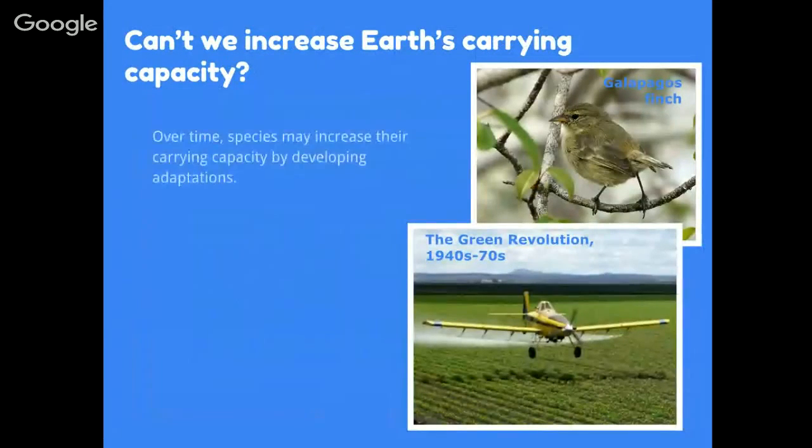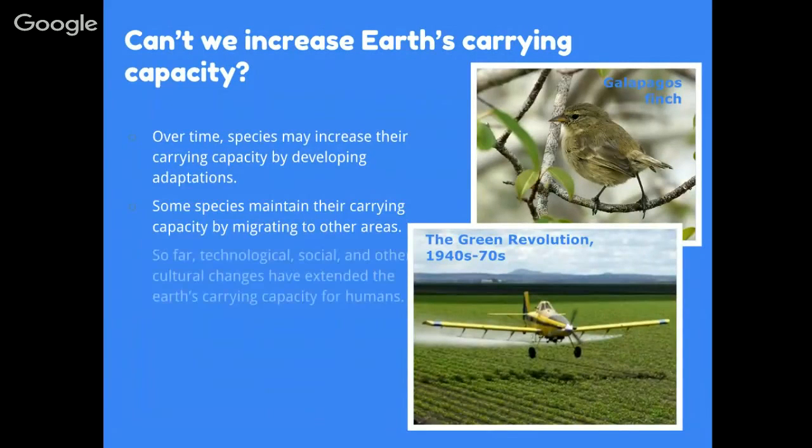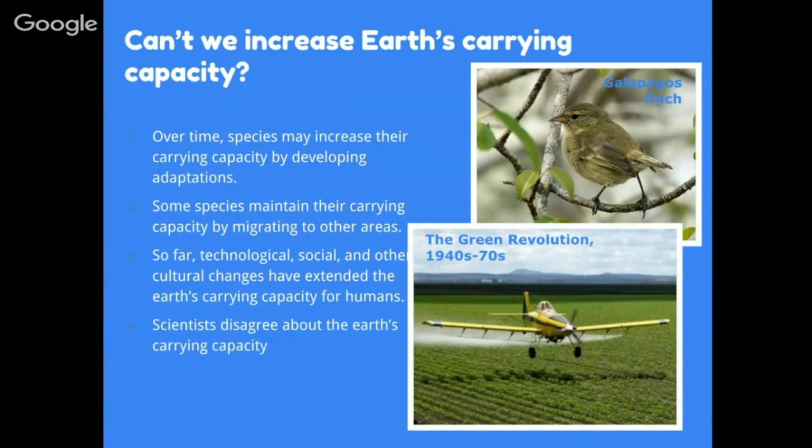So people sometimes ask, like, what about us? Can we increase our Earth's carrying capacity? Sometimes we can if you develop adaptations as a species. Remember, individuals cannot adapt. However, populations adapt. Groups of organisms do, and we'll talk about that later as well. Some can migrate, so they can change their carrying capacity that way. And we've invented a lot of technology that's been able to extend the carrying capacity for humans.